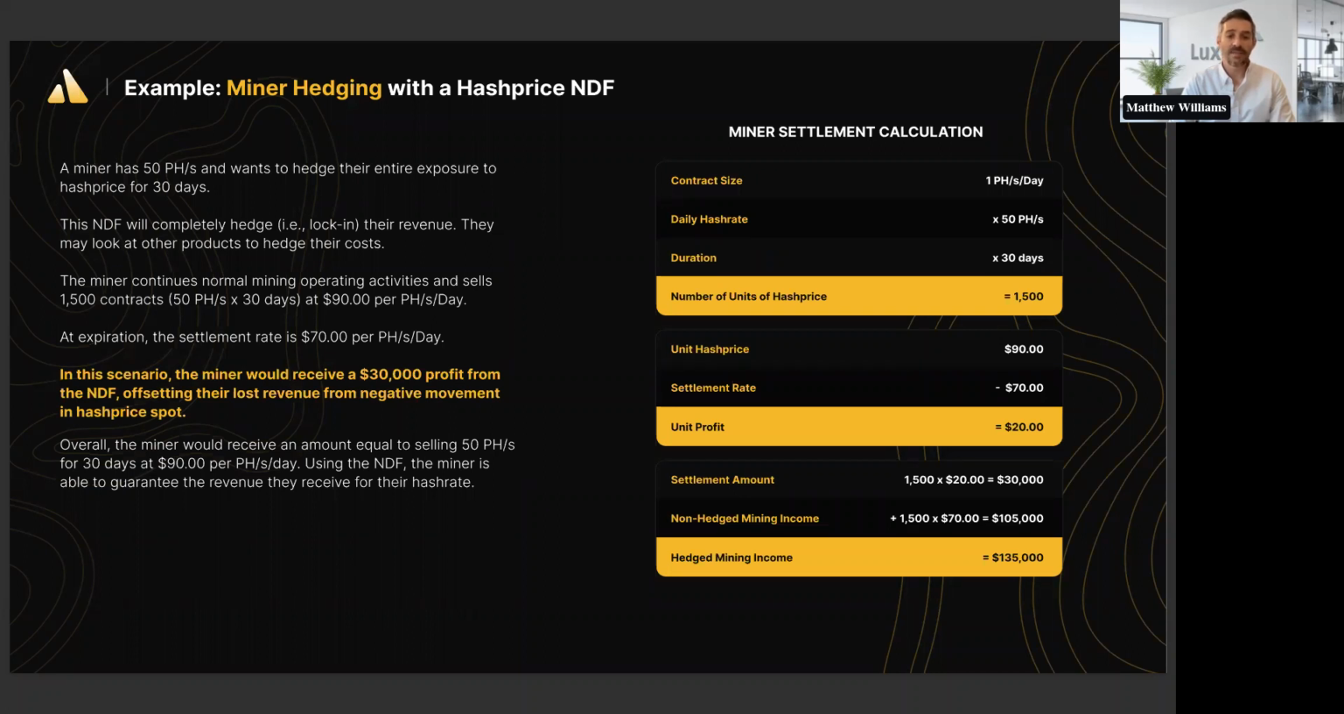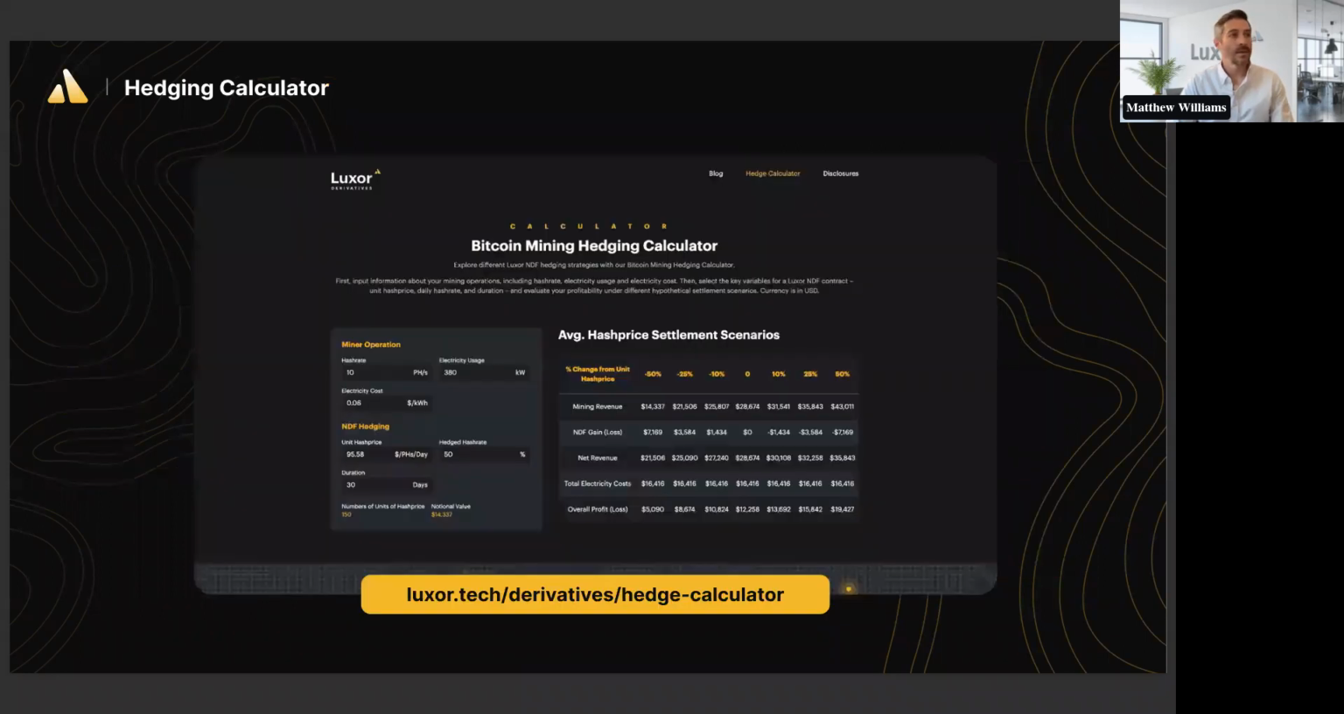And then, like I said, if you want to walk through a scenario like this around your own operation, you can check out our hedging calculator, which is on our website. So the hedging calculator is designed just to be a simple tool for miners to run through scenario-based results on potential hedging strategies. So there's several inputs.